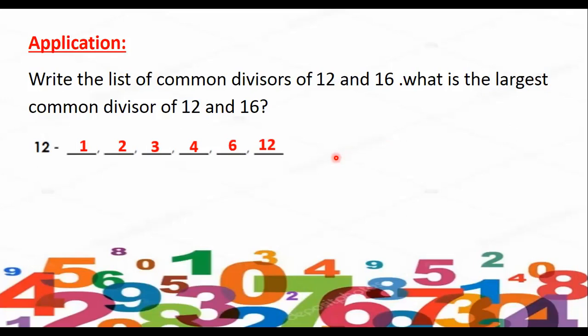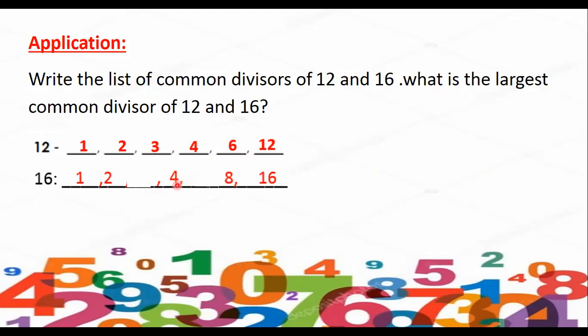2 times 8 gives me 16. And 4 times 4. Yes, thank you, Omar. So the divisors of 16 are 1 and 16, 2 and 8, and 4 times 4.